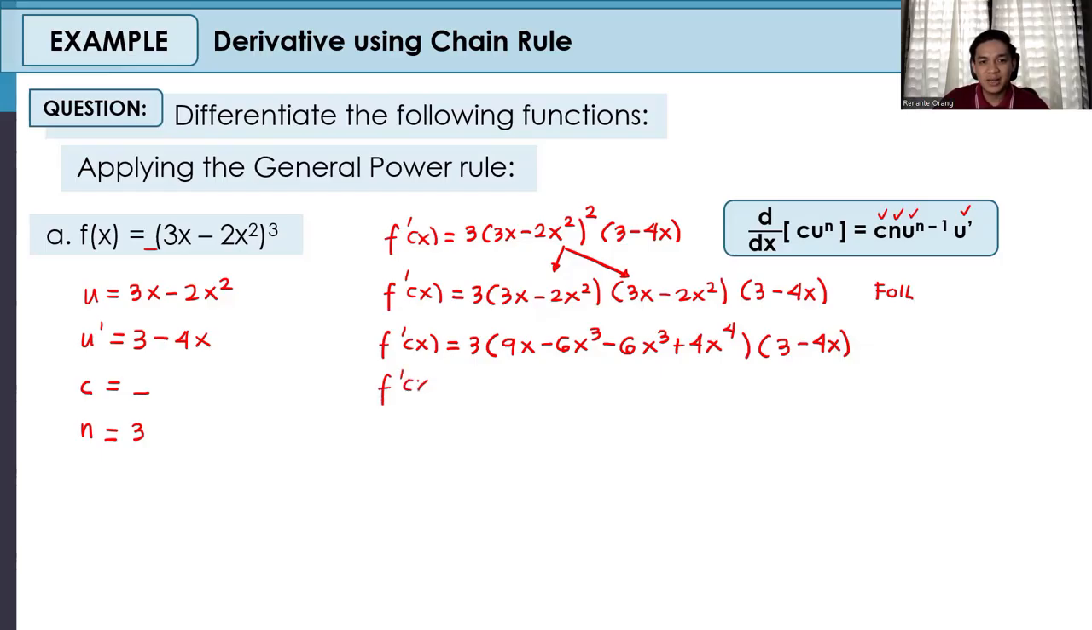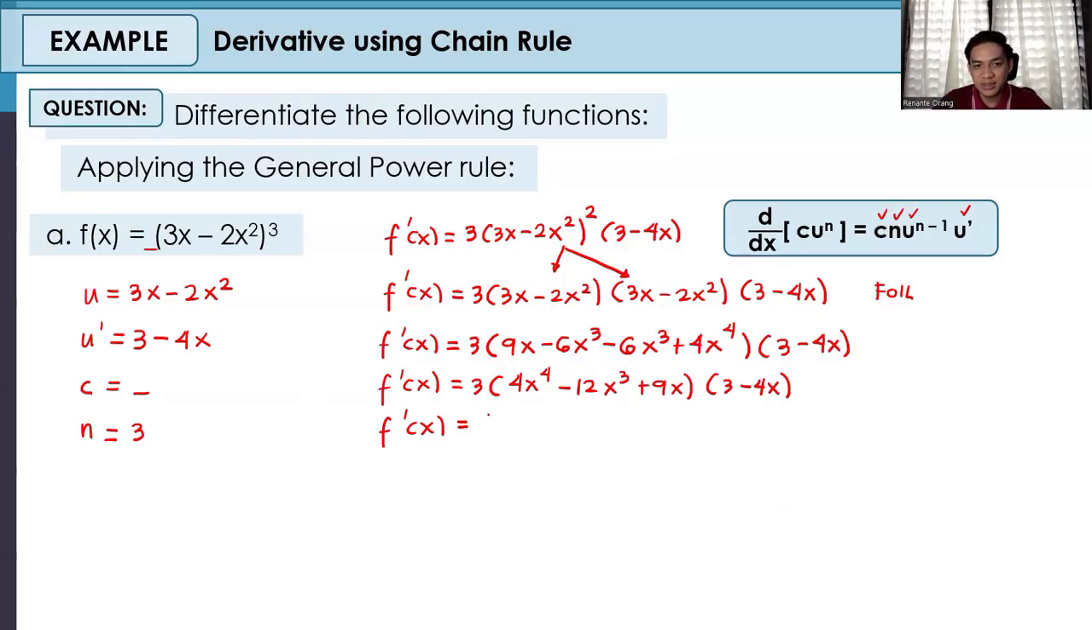Proceed po tayo. Combine like terms yung nasa loob. We have 3, open parenthesis. Unahin natin tong 4x raised to 4. Tapos negative 6x cubed minus 6x cubed is negative 12x cubed plus 9x. Then, copy-paste natin si 3 minus 4x. Proceed po tayo. That is f prime of x is equivalent to 3. I-multiply natin yung nasa loob.